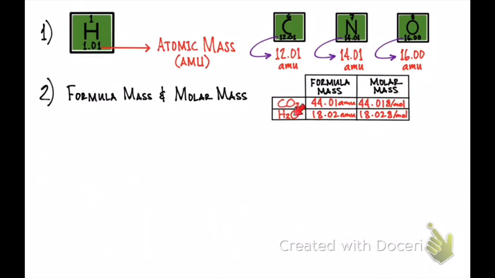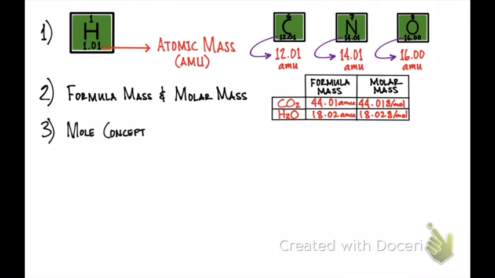Same thing for H2O. Hydrogen has an atomic mass of 1.01, so you would multiply that by 2 because you have 2 atoms of hydrogen, plus 16.00, which is the atomic mass of oxygen. Adding them together results in 18.02 AMU. That's the formula mass, and the molar mass would be 18.02 grams per mole.